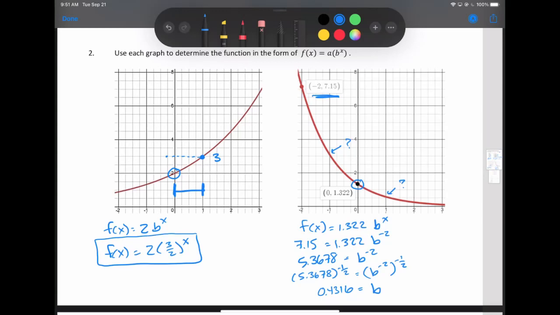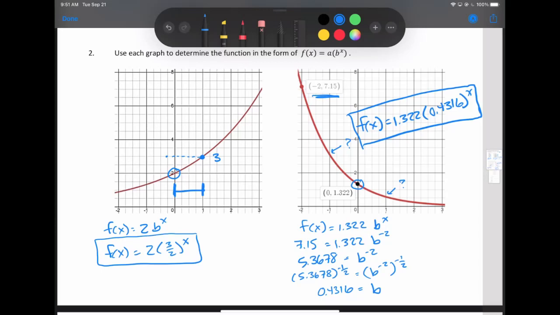Okay, so even though it was a little bit longer, I can now conclude, and I'm running out of room to write, so I'm just going to put up here, right on the graph, f at x equals 1.322 times 0.4316 to the x. Okay, so that was a little bit more difficult, but it's still really just a matter of where does it cross the axis, plug in a point, solve for b.